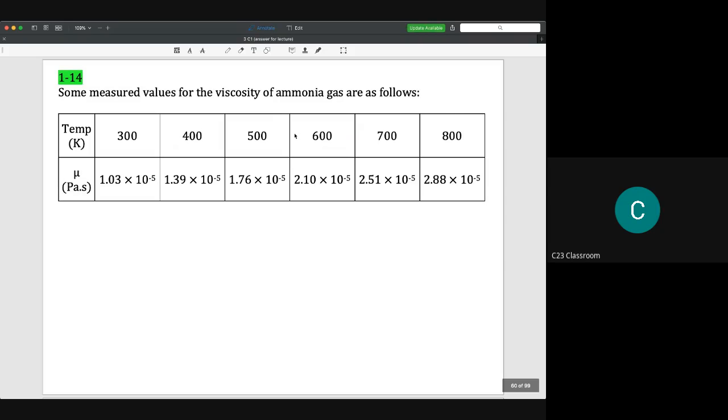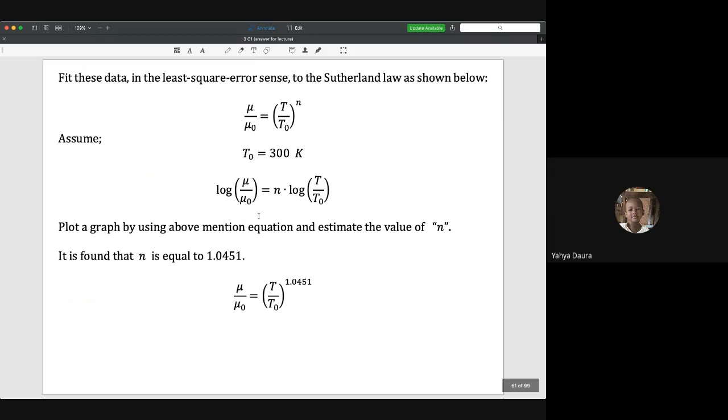Okay, again, we have question 1.14. We have some measured values for the viscosity of ammonia gas as follows. We have temperatures 300, 400, 500, 600, 700, and 800, and the viscosity amounts are shown in this table. Then fit this data in the least square error sense to the Sutherland law as shown below.